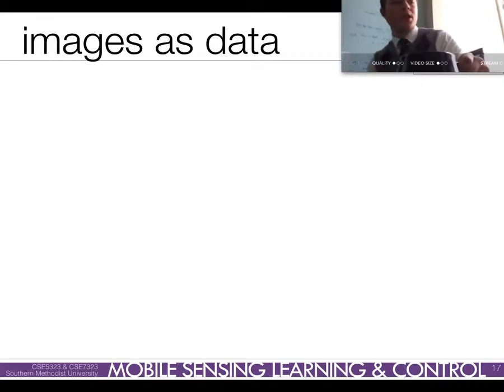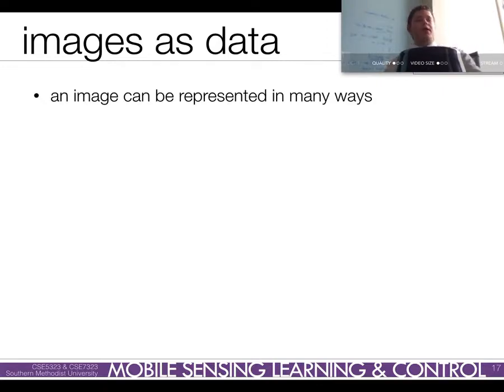So the first thing to understand is that images are data, right? We started off with audio. Audio was data. Images are data. They can be represented in many, many different ways, okay? If you wanted to represent an image for something that you were going to render onto the GPU, you would represent it in one fashion. If you were going to represent it so that you could do manipulation and filtering on it, you might want a different class representation of an image.